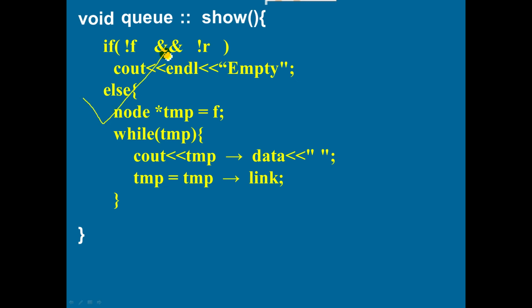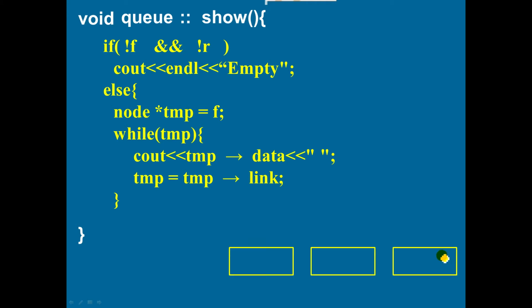Now let me explain this code using an example. Let me assume that three elements are there in the queue using linked list. First element, behind that second element, and behind that the third element or the last element. Linked list means each and every element is a node, and a node consists of two parts, data part and link part: data, link, similarly data, link.